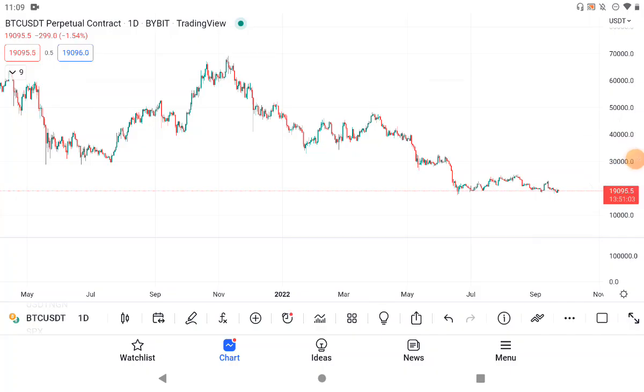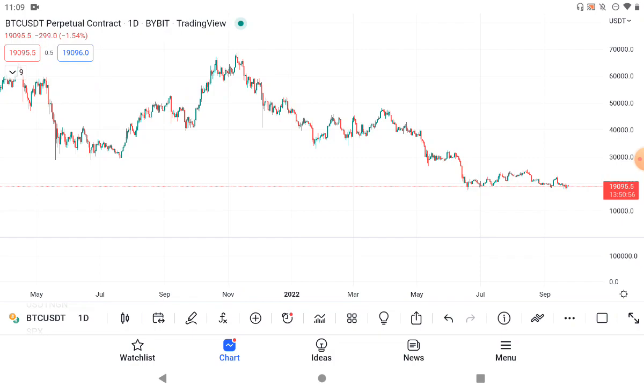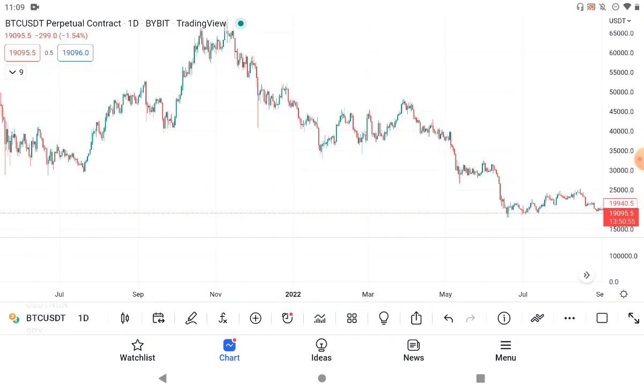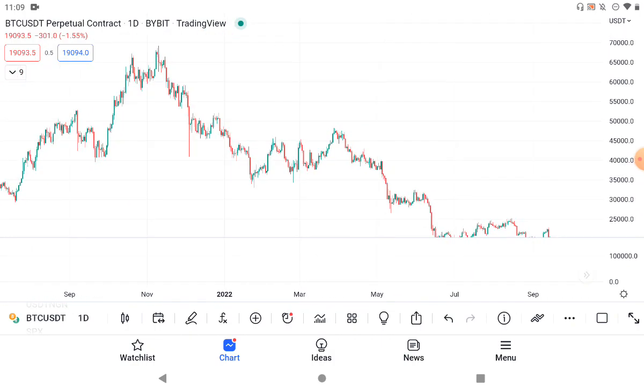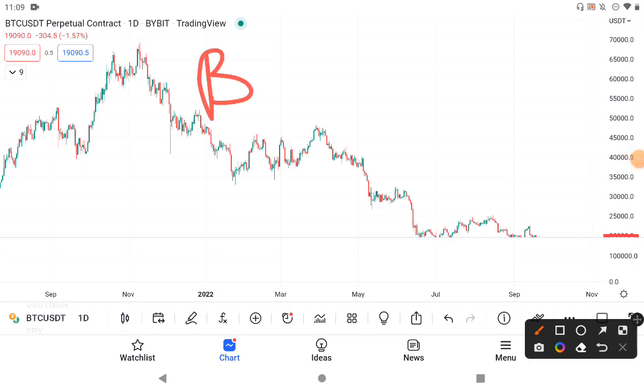So now I'm on the 1 day time frame on BTC USDT, and I want you to check this out. This is what we call a bearish market. This is a bearish market right now. Just as I explained, bearish, meaning the bears are in control.